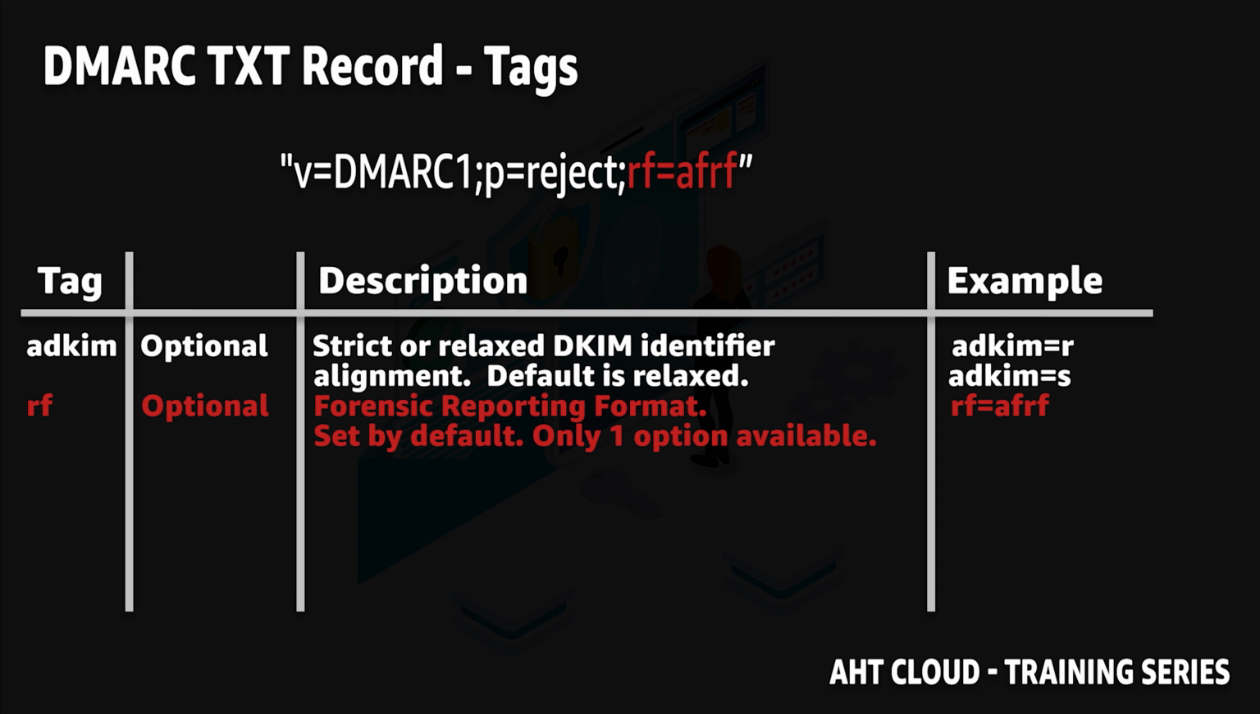The RF tag is an optional tag. This tag allows you to specify the DMARC forensic report format. There is only one value, which is AFRF. This is used by default. You shouldn't really need to include this tag, but maybe in the future, there could be more report types.